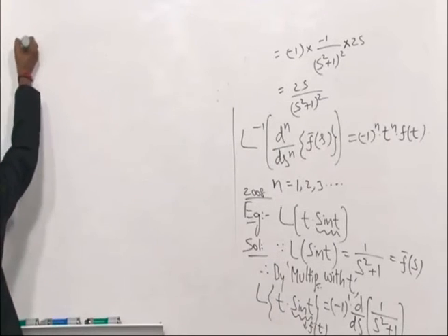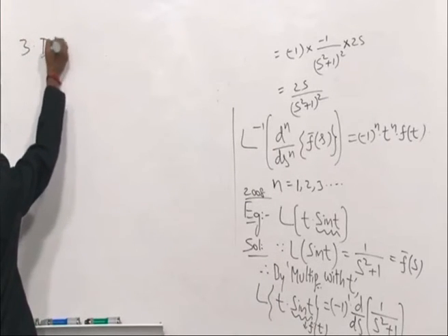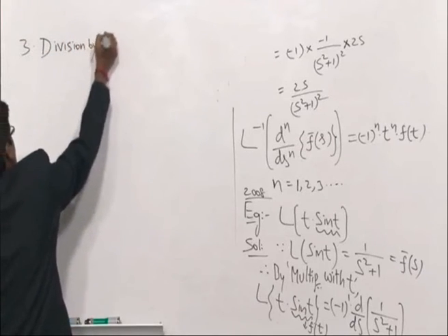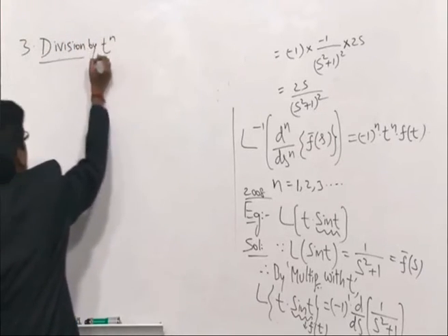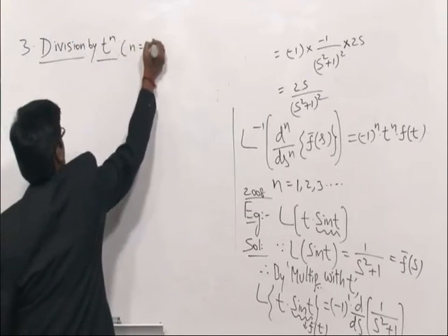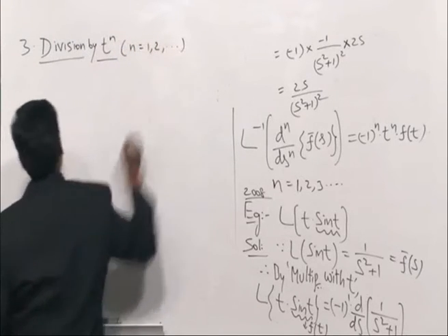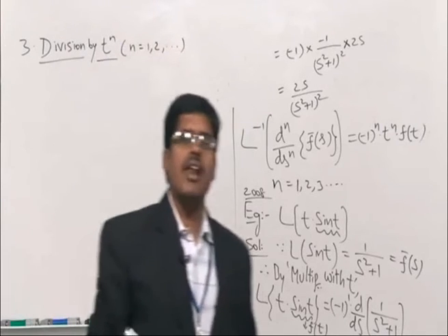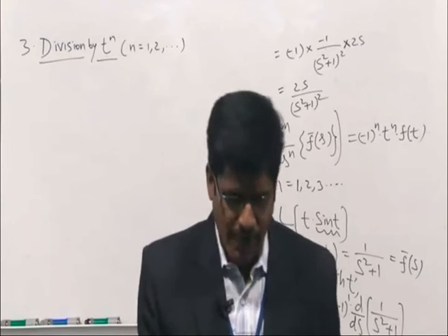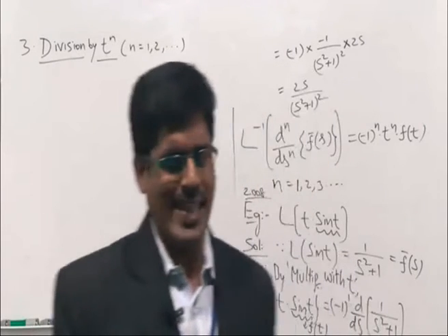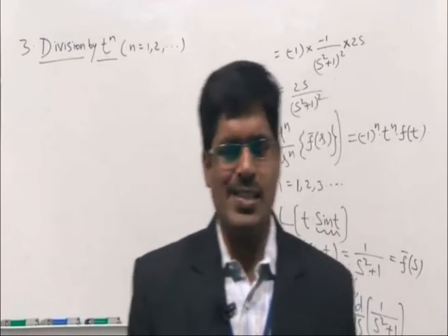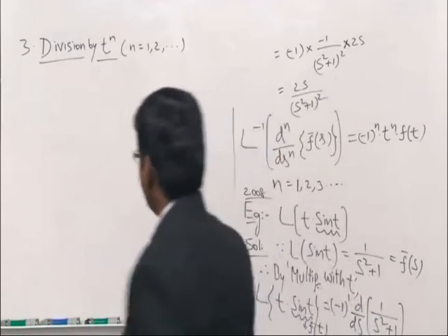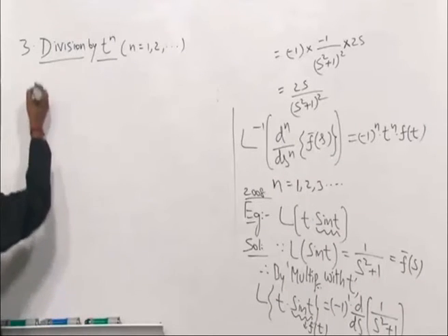Next, third one: division by t or t power n, n is equal to 1, 2, etc. Again, the common sentence for all these properties: if L of f of t is equal to f bar s, that means in the given product of the t terms, you properly select f of t and find its Laplace transform, which gives some answer that is denoted by f bar s. Okay, then apply the respective property.